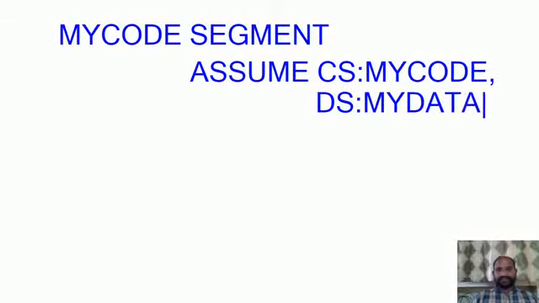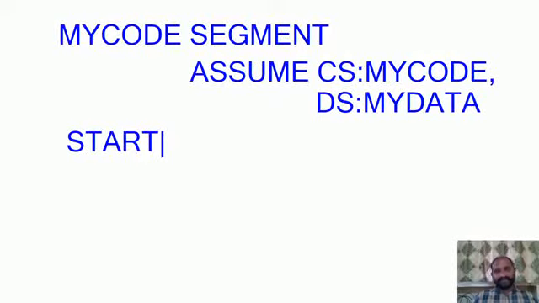We need the data segment now, so I'm just writing DS colon my data. We declared that as my data, right? So it means my code label is used as the code segment and my data label as the data segment. After that, we are supposed to start our program. In order to indicate the actual code starting point, we are using one directive called START.